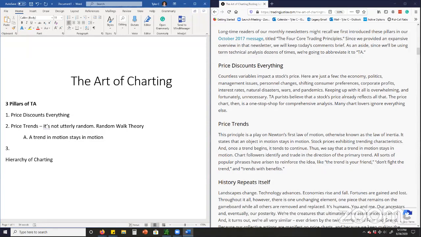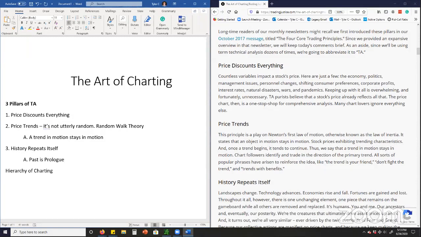Number three, history repeats itself. So think about that. I like the phrase past is prologue. Past is prologue, which I believe is a William Shakespeare phrase.